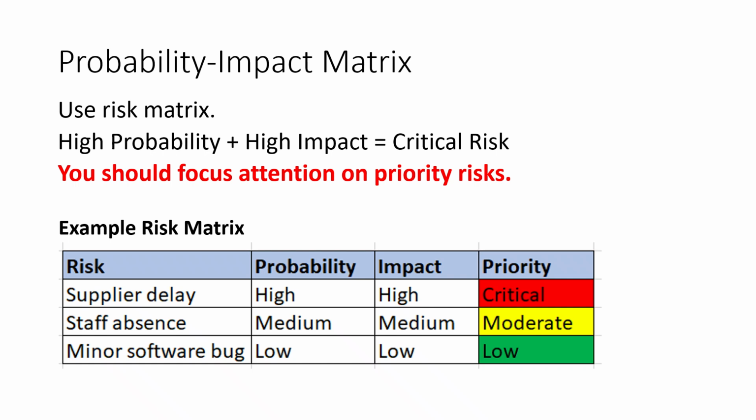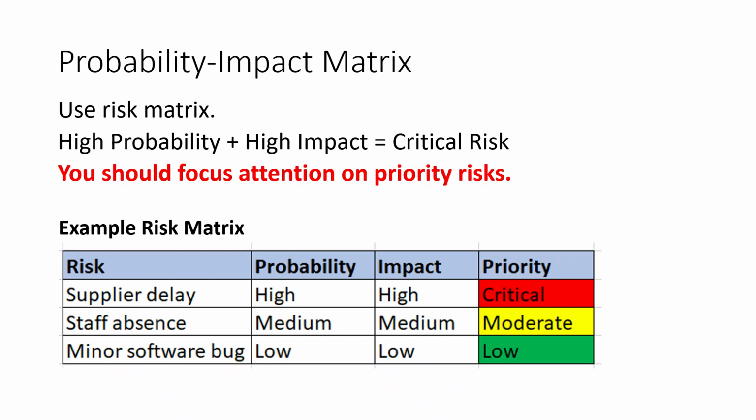Now, let us look at the example. The first example is supplier delay. It has high probability and high impact, so it is classified as critical. This is a priority risk and will normally require immediate response planning.